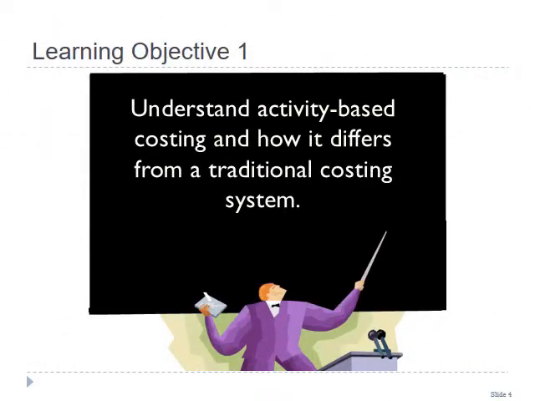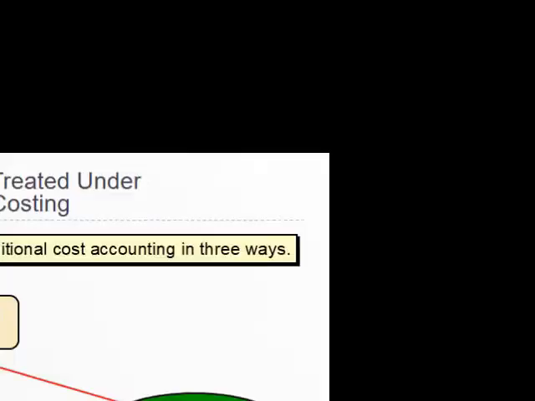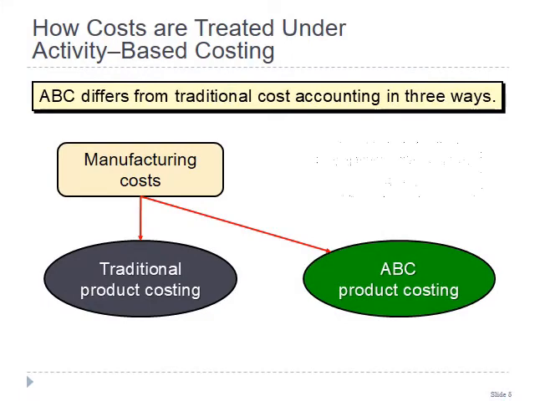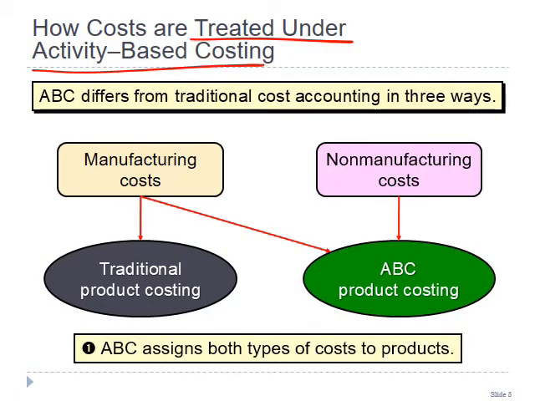So here comes our first learning objective: understand activity based costing and how it differs from traditional costing systems. So let's do that. How are costs treated under ABC? ABC differs from traditional costing in three ways.